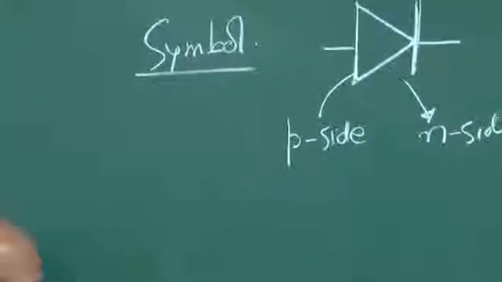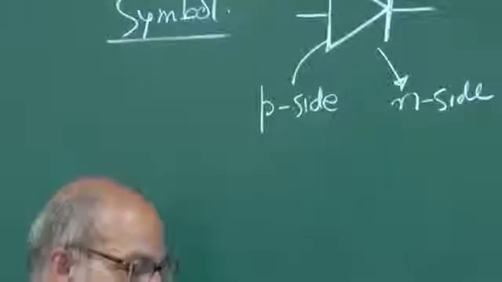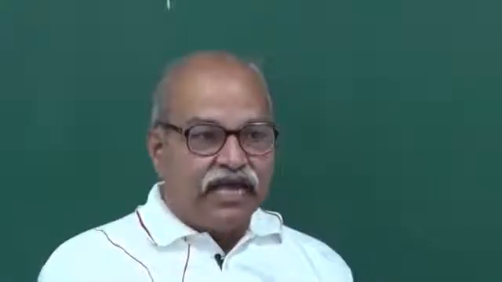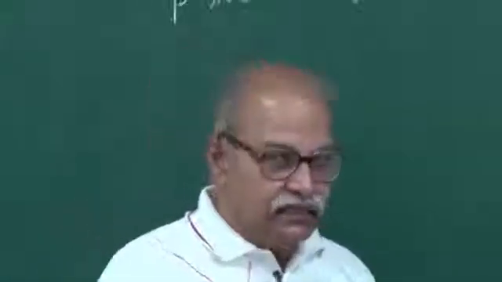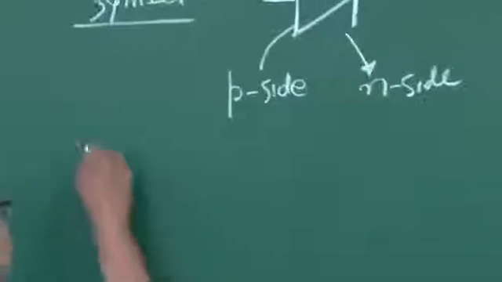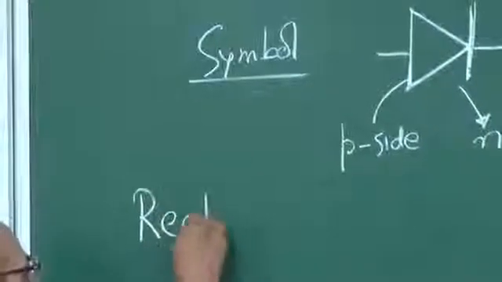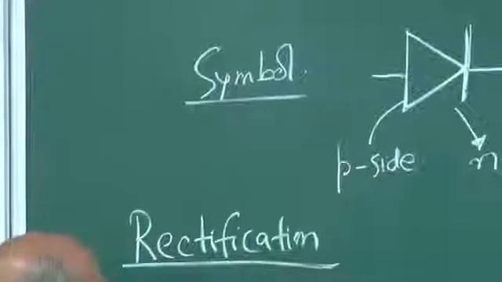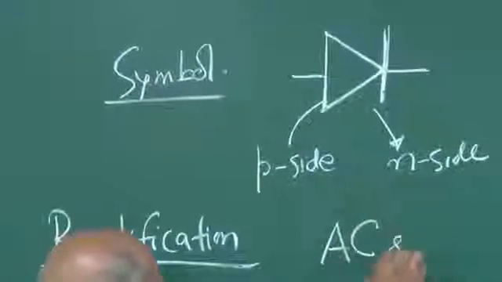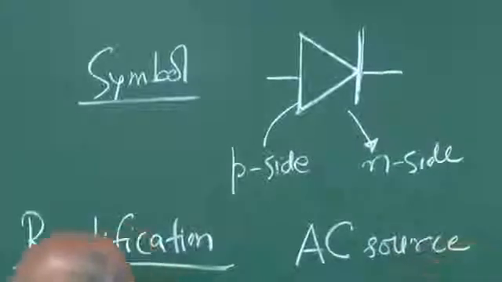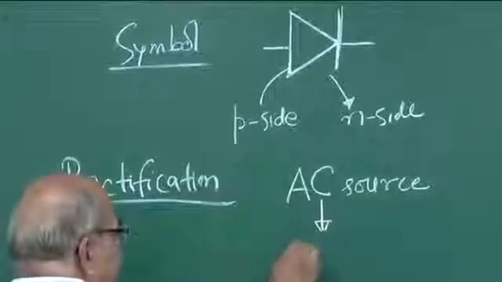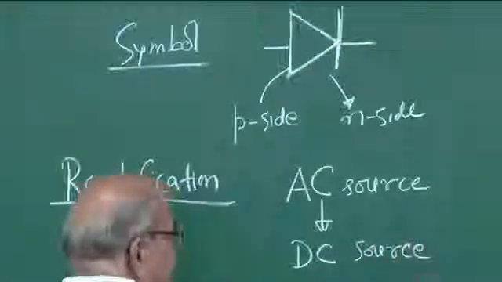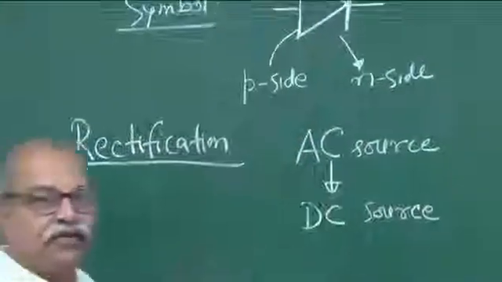Then for several applications we can approximate our diode characteristic in different fashion, and one application that I will be dealing with today is known as rectification. I will just tell what it is. Rectification means you have an AC source, AC voltage, and from that you make a DC source, DC voltage.